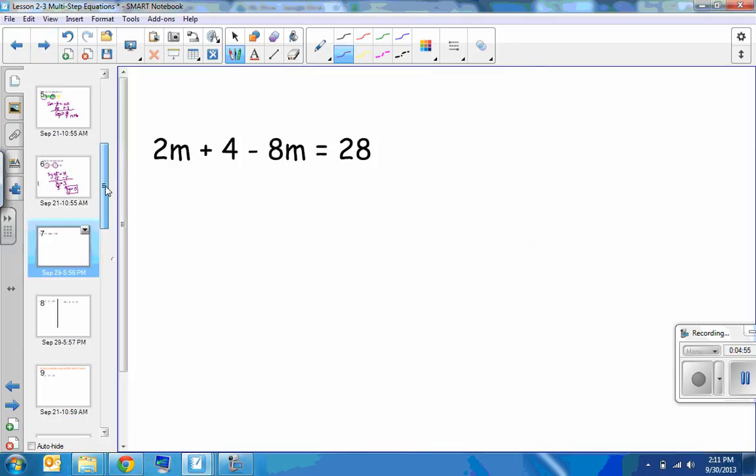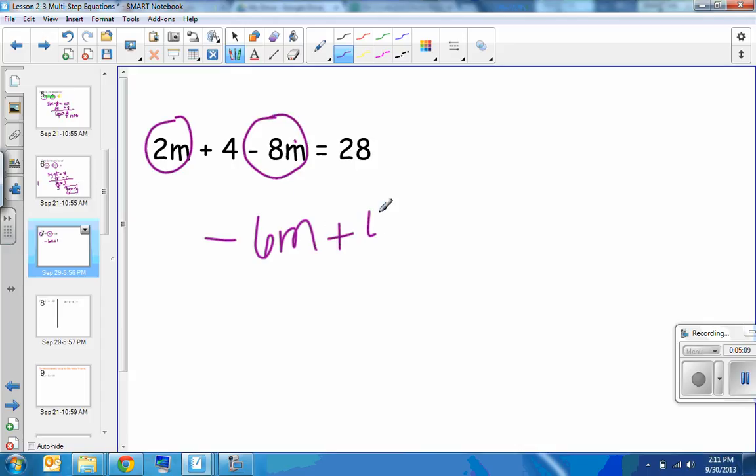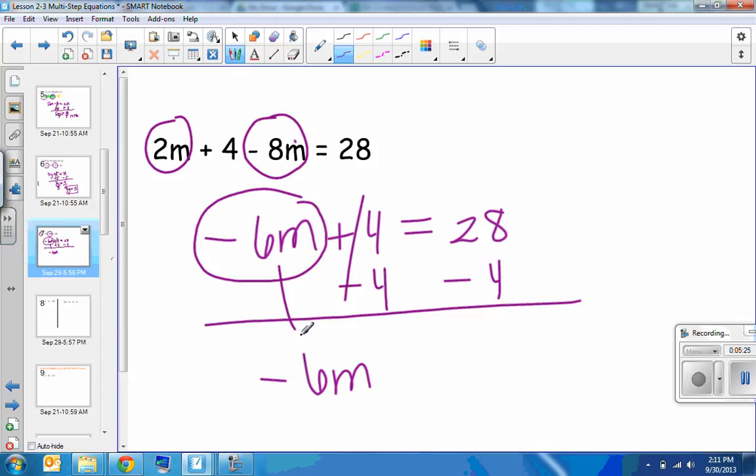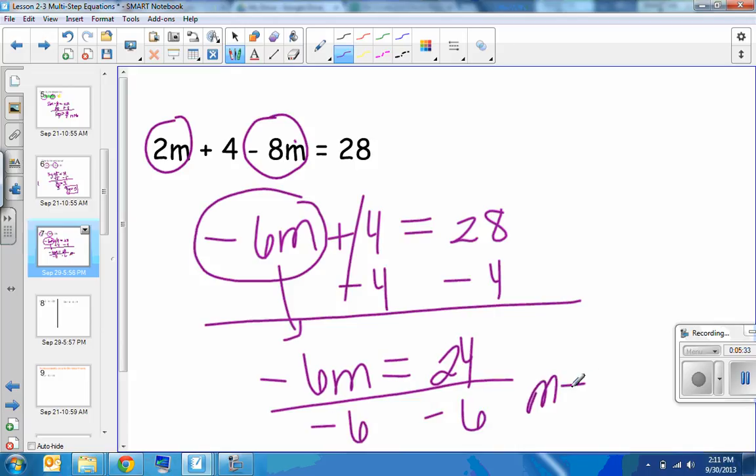Let's try one more together. We have 2m and a negative 8m to get a negative 6m, use your calculator. 2 minus 8, or 2 plus the negative 8. Bring down our positive 4 equals 28. Then we have our two-step. Opposite of adding is subtracting. I have to bring down the negative 6m. Cannot forget that negative sign. Equals 24. Opposite of multiplying is dividing. And m equals a negative 4.